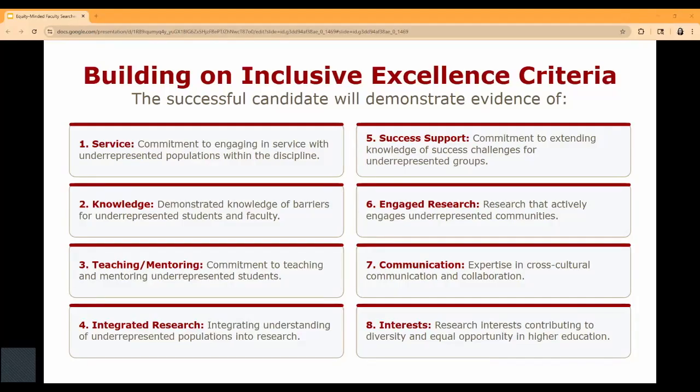This year, specific language about the BIE criteria in the job advertisement and the application materials are embedded in the faculty recruitment template on PageUp and the faculty hiring handbook. This is crucial to communicating the BIE criteria and successfully collecting the BIE evidence from candidates.